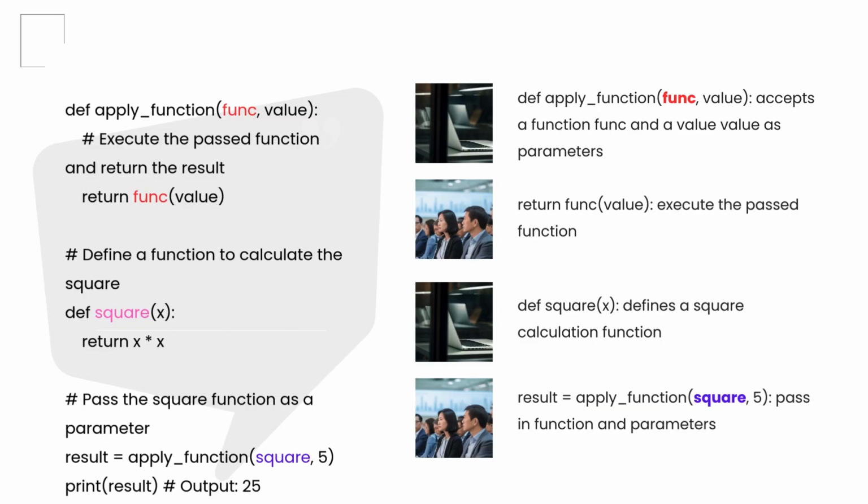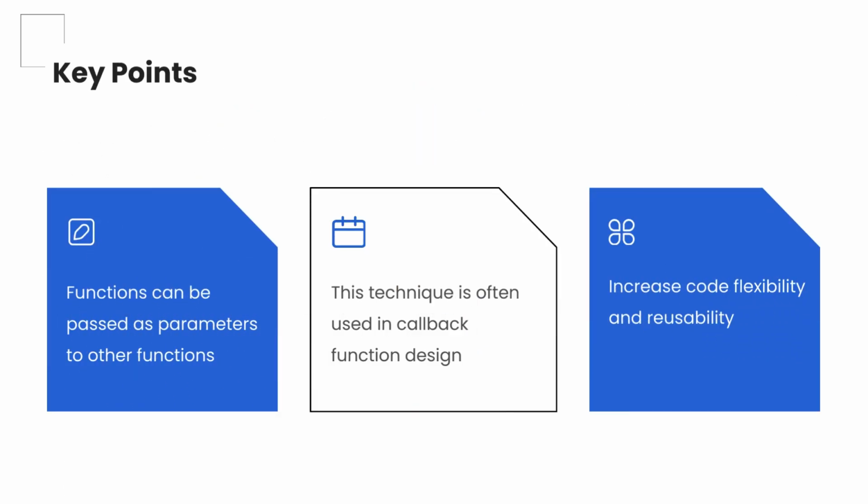Code explanation. 1. We define a function apply_function that takes 2 arguments, a function func and a value. Inside apply_function, the passed-in function is executed, and its result is returned. 2. We define another simple function square that calculates the square of a number. 3. Finally, we pass the square function as an argument to apply_function along with the value 5. The result is 25.